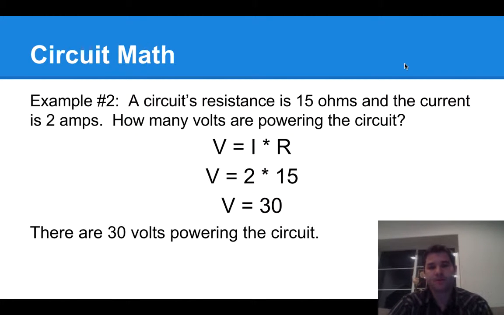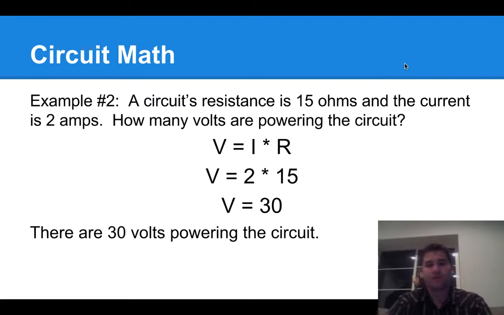Okay, example number 2. We have a circuit's resistance of 15 ohms and the current is 2 amps. So this time we're given the resistance and the current. We can use those two and Ohm's law to figure out how many volts. So once again, the first step is to write V equals I times R. Let's write our equation right away so we know where to proceed from here.